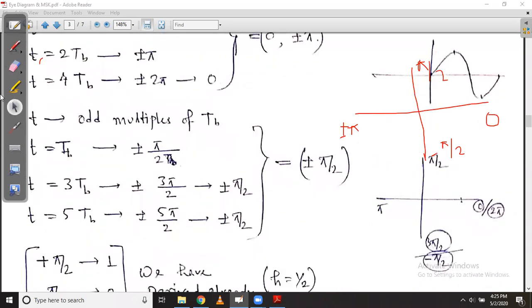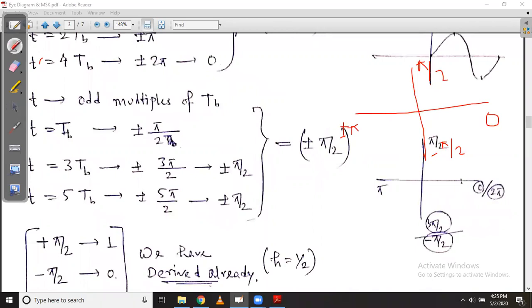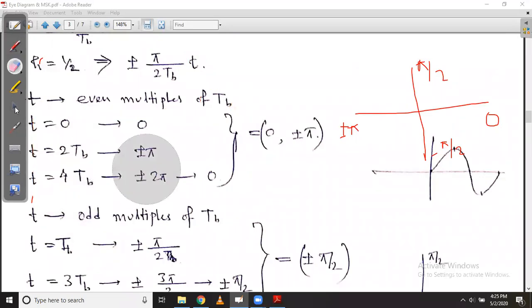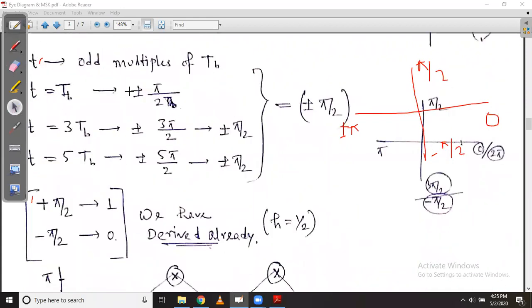Similarly, when the value of t is an odd multiple of T_b, that means 1 into T_b, 3 into T_b, 5 into T_b, if we are putting these values of t in the same equation here, then we will have plus minus pi by 2. You can check it, you can verify this. Plus minus pi by 2. Okay, 3 pi by 2 means somewhere on this line.